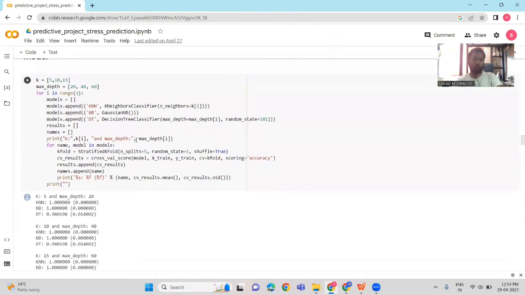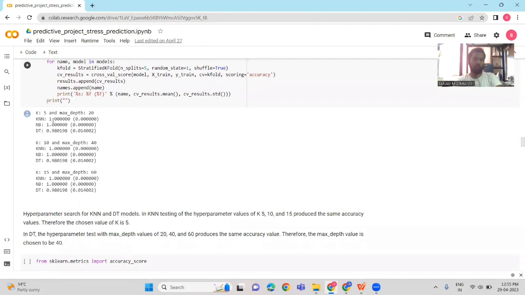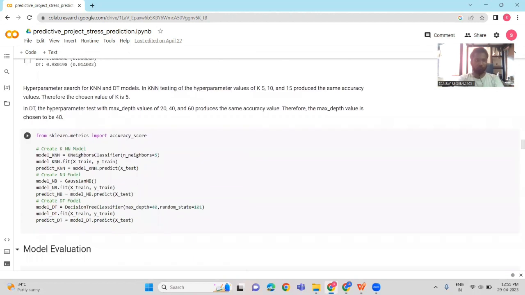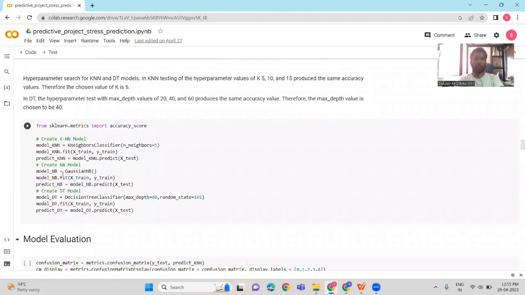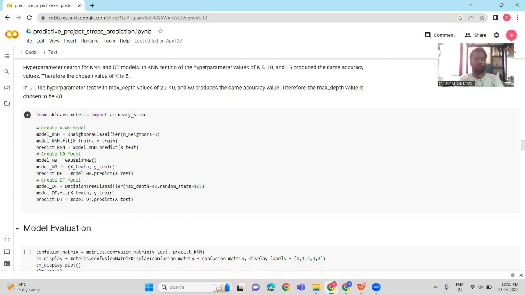We have developed KNN, Naive Bayes, and decision tree models, and we got accuracy of 100% for KNN, 100% for Naive Bayes, and 98% for decision tree. For the hyperparameter testing in KNN, the K values 5, 10, 15 produced the same accuracy values, therefore the chosen value of K is 5. In the decision tree, the max depth values 20, 40, 60 produce the same accuracy value. Therefore, the max depth value chosen is 40.